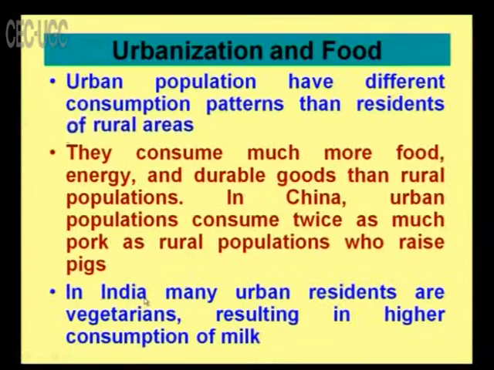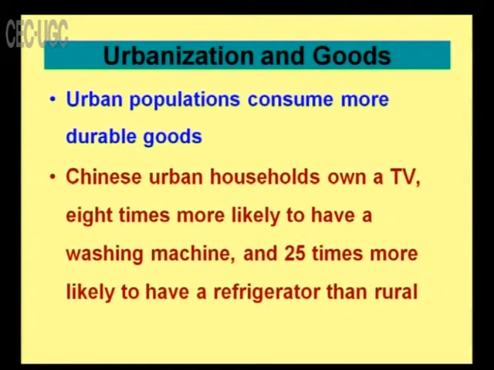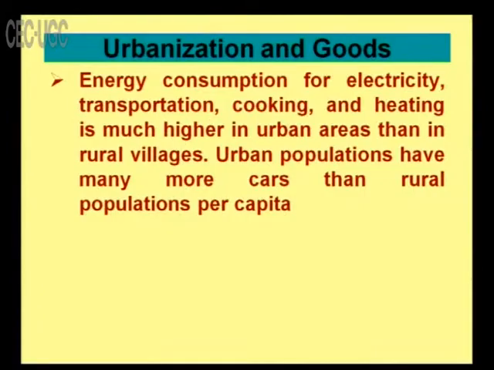As far as India is concerned, many urban residents are vegetarians, and therefore in urban areas the milk consumption is much more than in the rural areas. And now the goods: the urban population consume more durable goods, for example, TV. The Chinese urban household is more likely to own a TV, 8 times more likely to have a washing machine, and 25 times more likely to have a refrigerator than the rural population. That means the likelihood of having a TV, refrigerator, and washing machine is much more than that of the rural population.